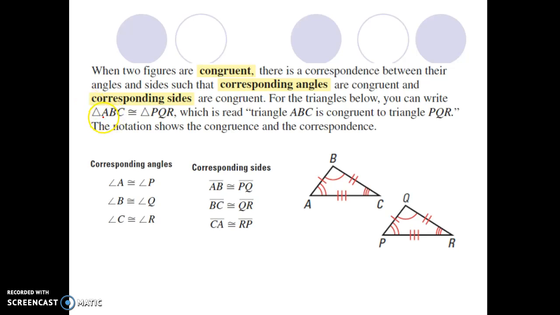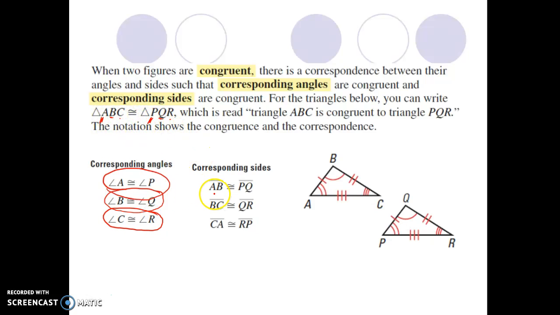So they tell me triangle ABC is congruent to triangle PQR. Because A is first and P is first, that means those two are matched up. B being second and Q being second means those two are matched up, B and Q. Last I have C and I have R, and again, C and R are going to be the pair that are congruent.